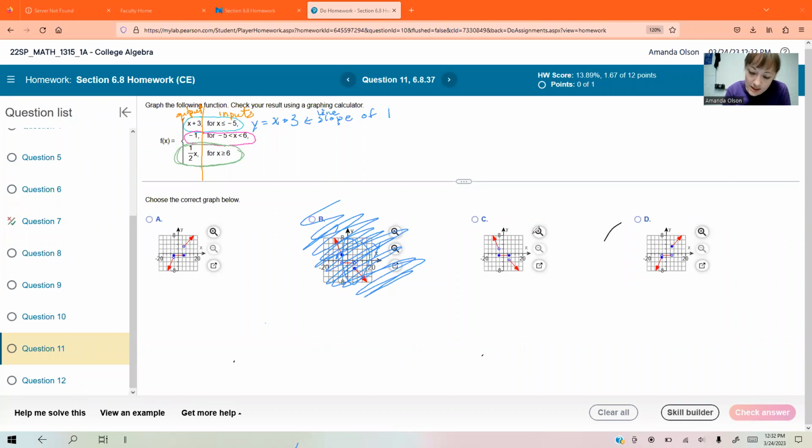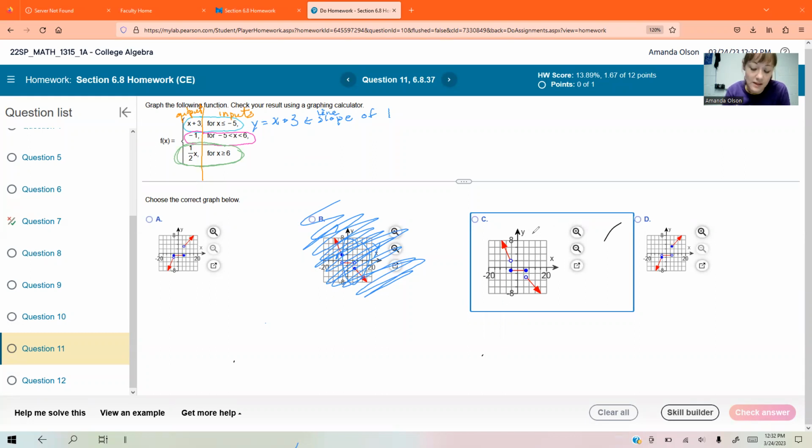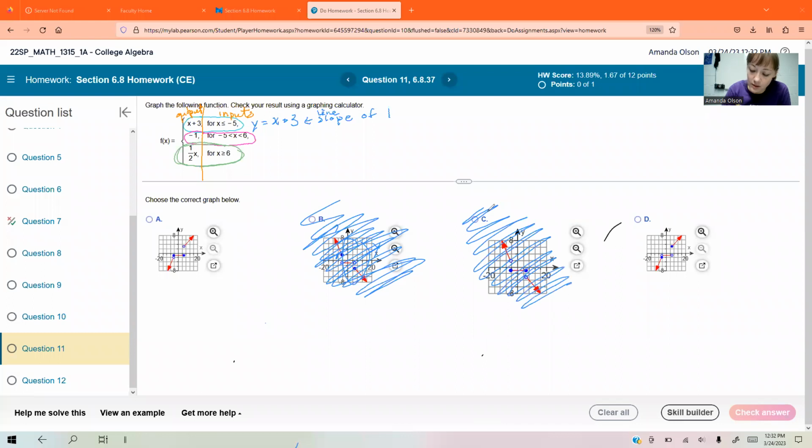For the same reasoning, C is also going to be eliminated, right? If I look at that, again, for x values less than 5, it's leaning to the left, and that's not what we want. We want it leaning to the right because it's a line with positive slope. So it doesn't meet that criteria. Also, it doesn't contain that point -5. We know that first part is going to contain its boundary point, and this one doesn't. So for that reason, I know that it's not going to be C.